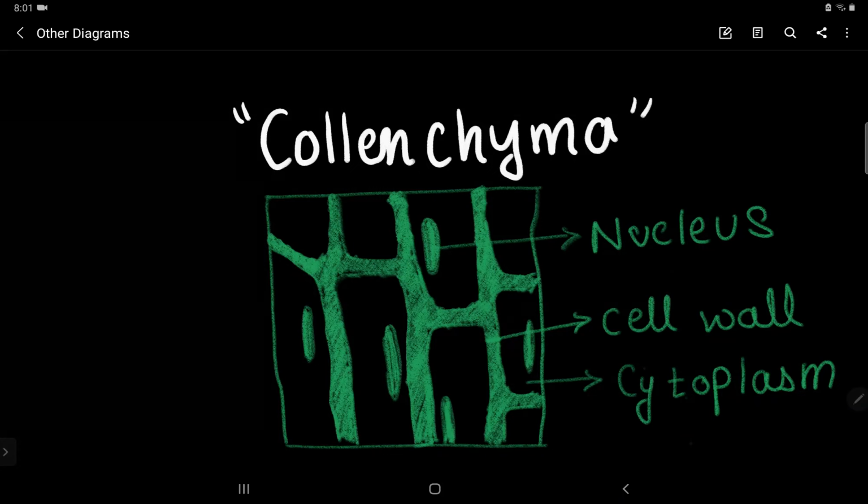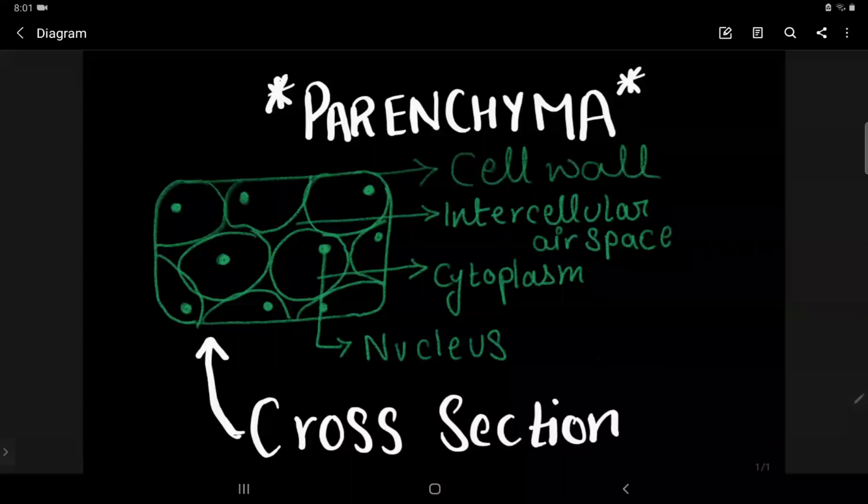Now let's see parenchyma. Now this is the diagram of parenchyma. Parenchyma also has intercellular air spaces called aerenchyma. So the diagram is like this. Now this is the diagram as its cross picture.